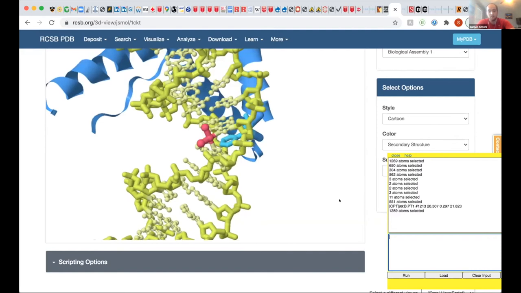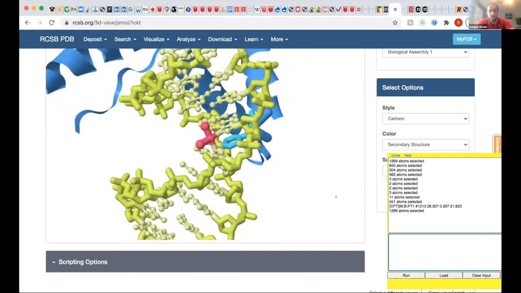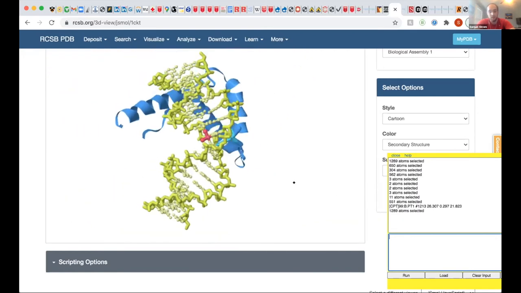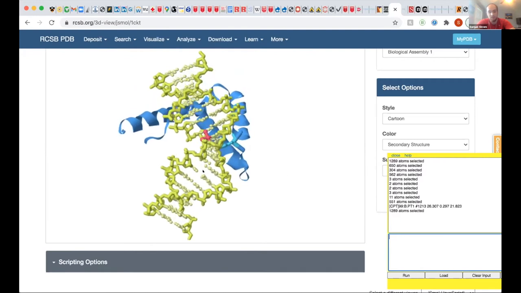And then I'll just zoom out a bit again, try and show the kink in the DNA. And that's the JMOL. Cool. That is definitely bent, isn't it?